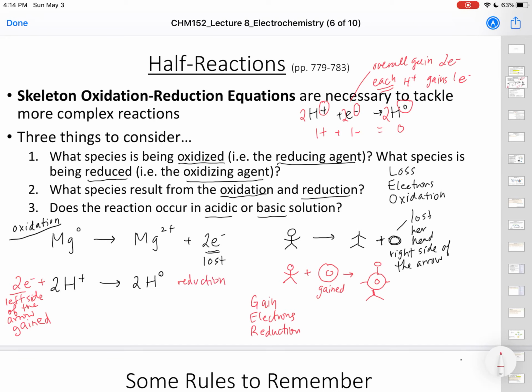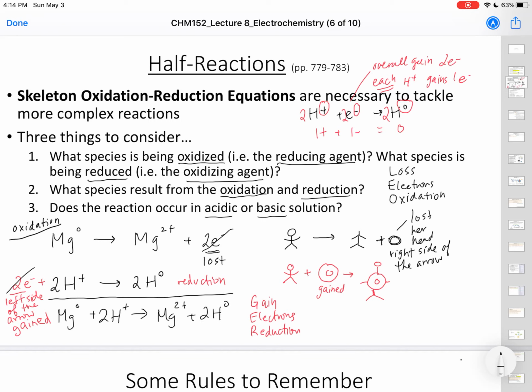Now, if we have these two reactions in a container or in a system, oftentimes they will drive one another. What we say is Mg will lose 2 electrons, and where do those 2 electrons go? They will be gained by the 2 H pluses, and so these two will cancel out left and right, just like when we were looking at Hess's law in 151. And so we just bring everything down. What is on the left side of the arrow is Mg0 plus 2H pluses gives you Mg2 plus, 2H zeros. This is what we call a balanced half reaction.